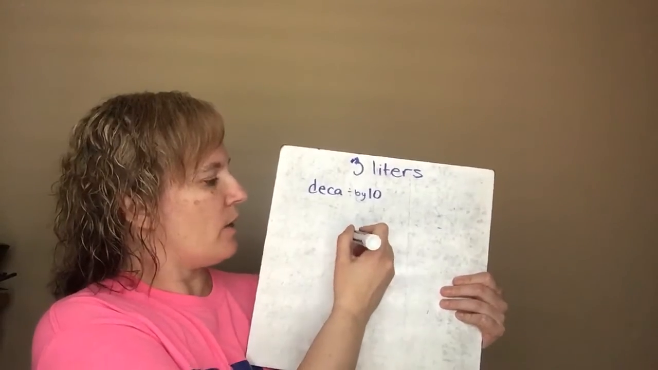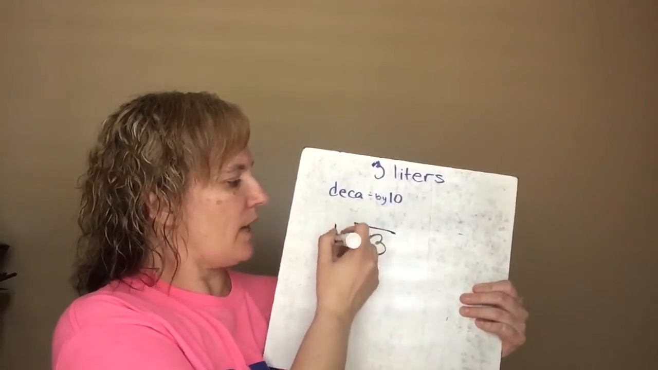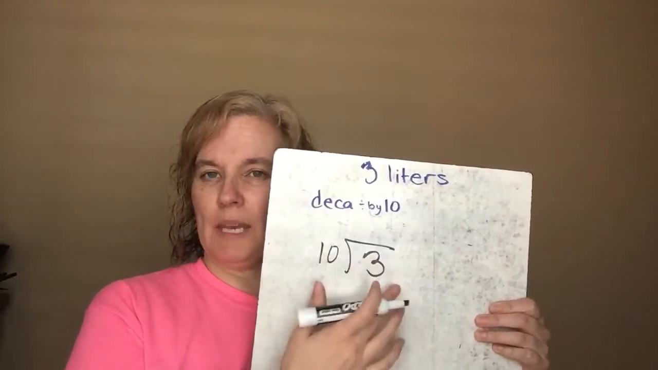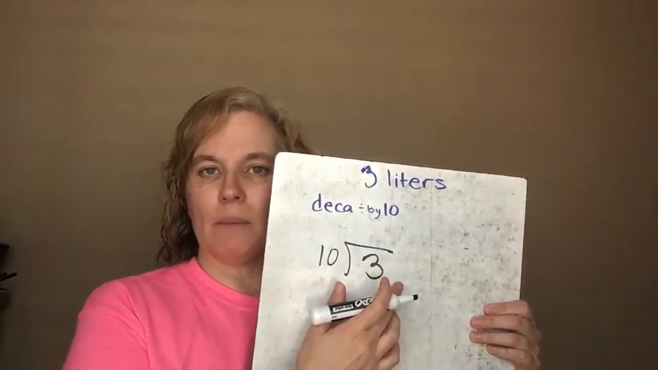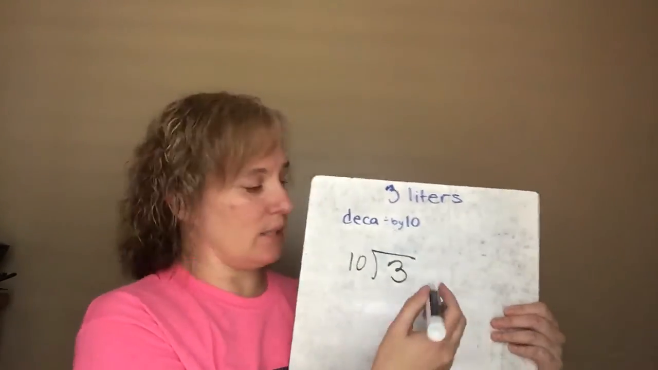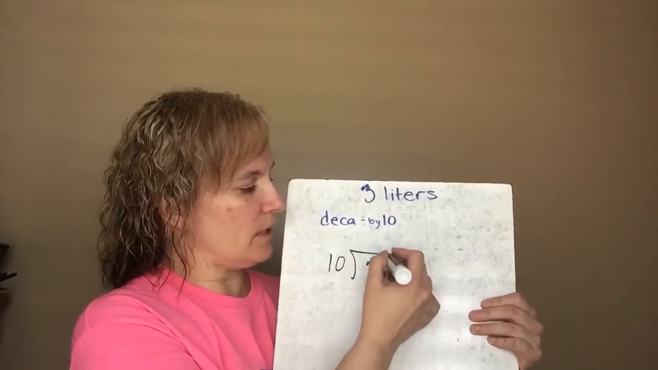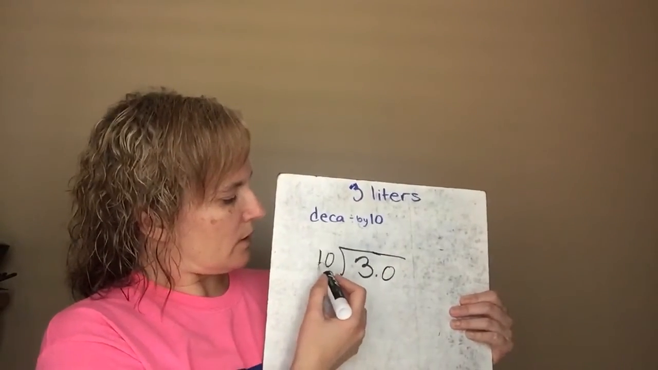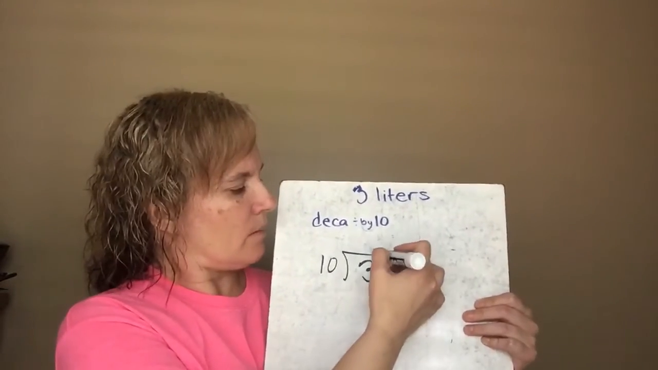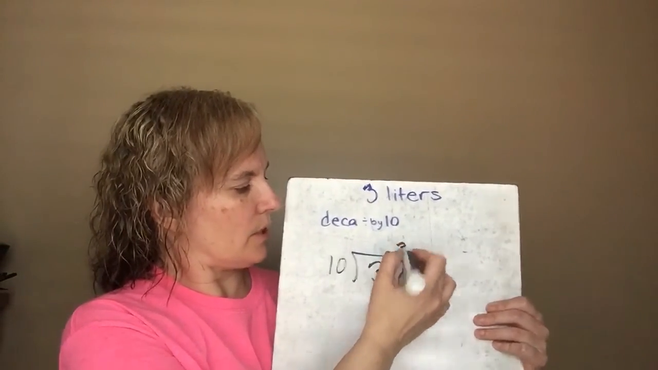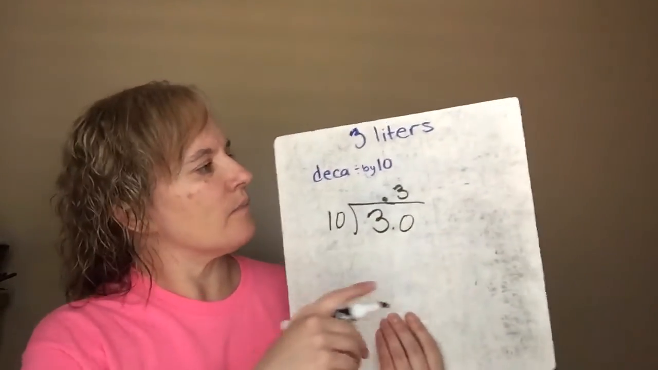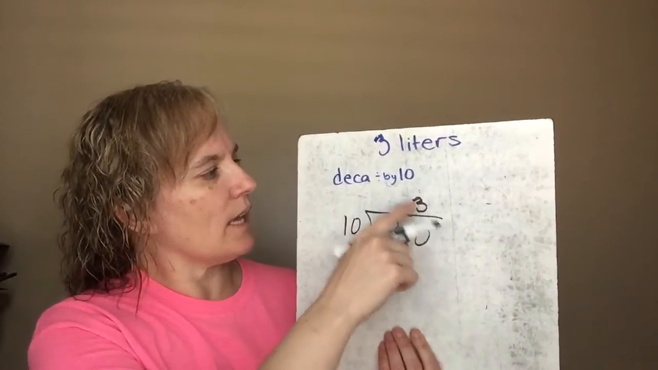We're going to say 3 divided by 10. This is too big, but remember, whole numbers on their own can be followed by a decimal and a 0. And that's what we're going to do. We're going to put a decimal and a 0. So now, how many times can 10 go into 30? Make sure to bring that decimal up 3 times. What that tells me is that 3 liters is 3/10 of a deciliter.